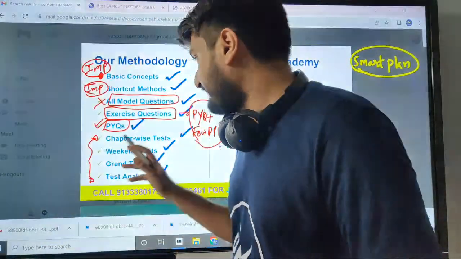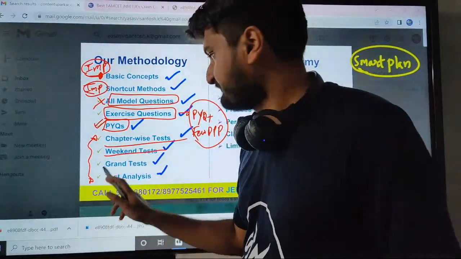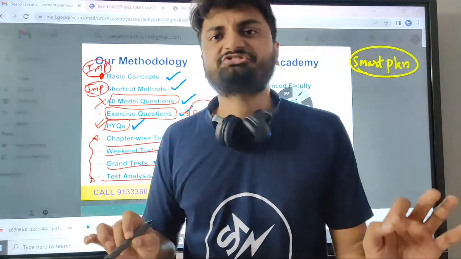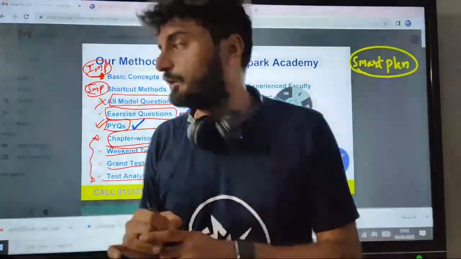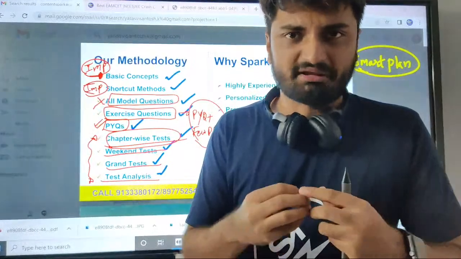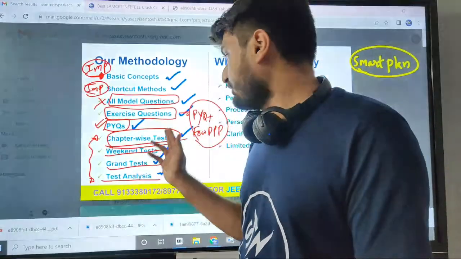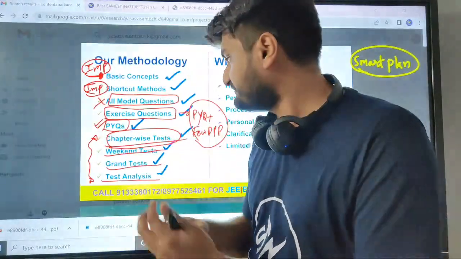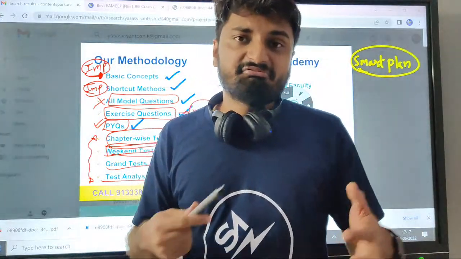That is regular testing with the help of chapter-wise tests, weekend tests, grand tests, and the test paper analysis. First, we start off with chapter-wise tests. After doing a particular topic, important basics, important shortcuts, and previous year questions, you will get the confidence of solving the questions. So you need to attempt a chapter-wise test, which is an assortment of all the types of questions which are asked. And then, you need to go for the weekly test.